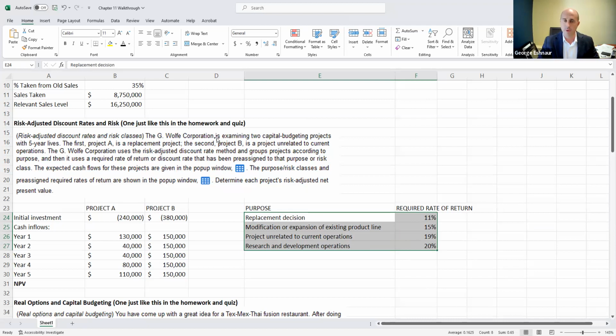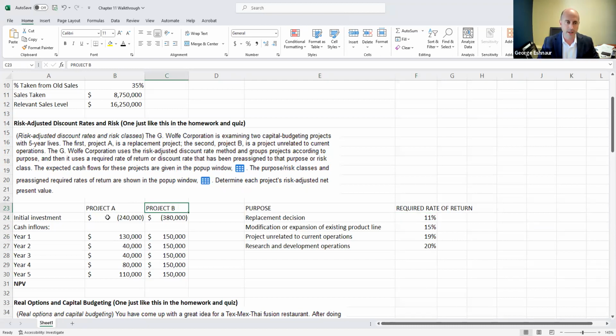So we're looking at 2 capital budgeting projects, Project A and Project B. The initial investment for Project A is $240,000. Here are our subsequent cash flows. Project B is $380,000 to start, and we have a repeating cash flow as we go along. So we have to figure out the net present value, and we've done net present value calculations in prior chapters, in chapter 10 particularly. But when we look here, the purpose, risk classes, and pre-assigned rates determine each project's rate. So I'm going to put the net present value here, and here's the formula.